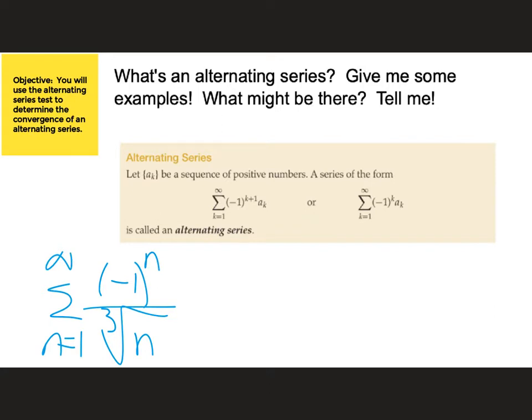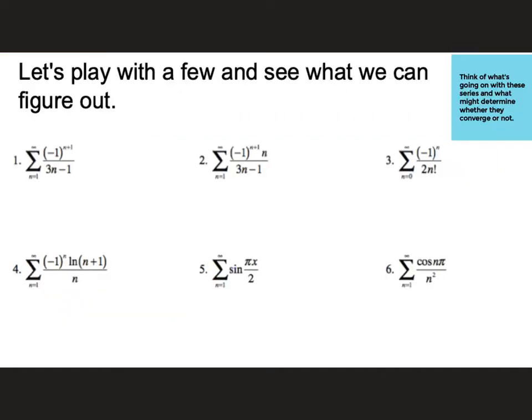So, an alternating series, it just looks like we bounce. Negative, negative, positive, negative, positive. So, we could look like that. Theoretically, you have cosine or sine in there, because if you do cosine n pi, then that will bounce between 1 and negative 1. So alternating series will bounce back and forth and back and forth. Think of what's going on and determine whether we converge or not.